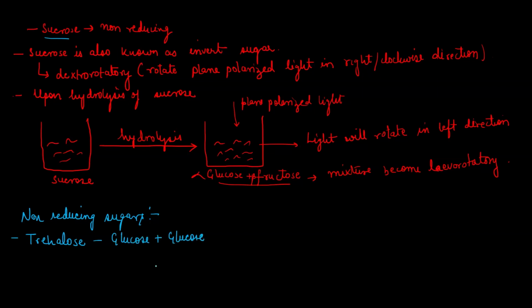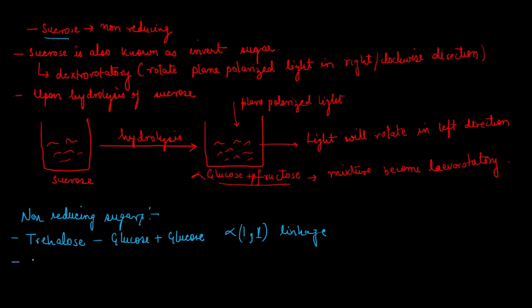Now we can ask that maltose was also made up of two glucose molecules and trehalose is also made up of two glucose molecules. So what is the difference? The difference is in their linkage. In the case of maltose, the linkage was alpha 1-4, between the first and fourth carbon. While in the case of trehalose, it is an alpha 1-1 linkage. If you imagine the first carbon of one glucose and the first carbon of another glucose, and we know that in glucose the first carbon is the carbonyl carbon, so both carbonyl carbons are involved in bond formation. Hence, trehalose becomes non-reducing.